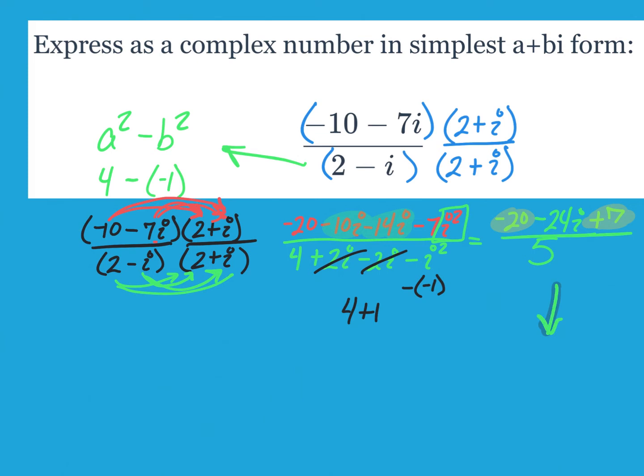Negative 20 and positive 7 make negative 13. Minus 24i, all over 5. So what we've done here is we've simplified. We have not solved anything. We have just written this in simplest form.